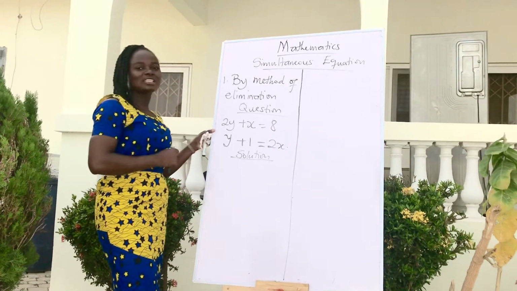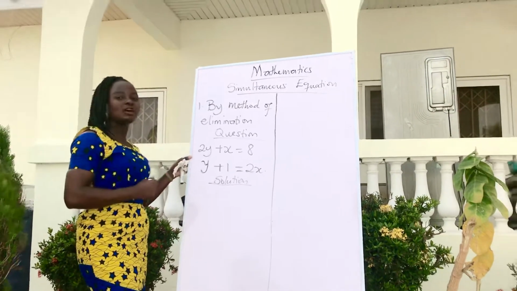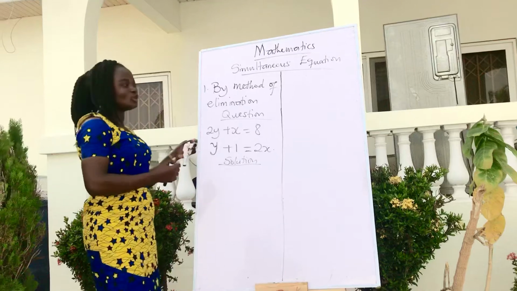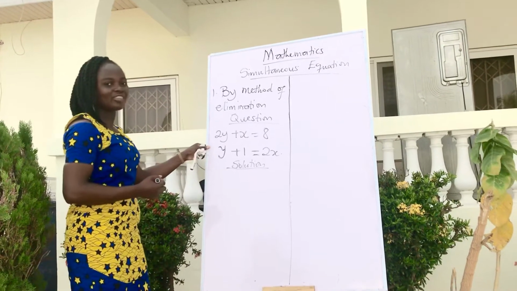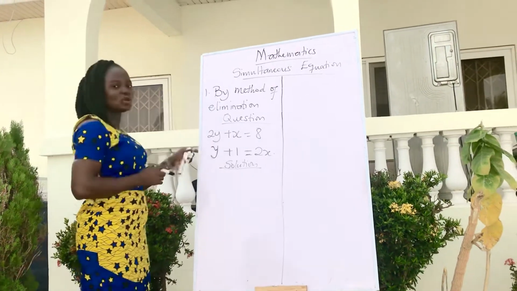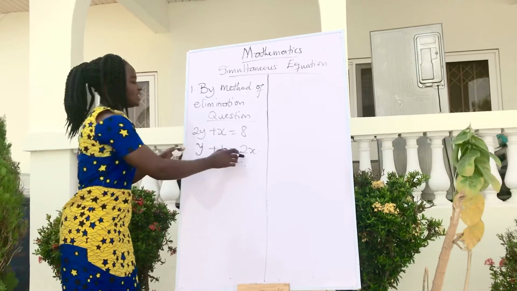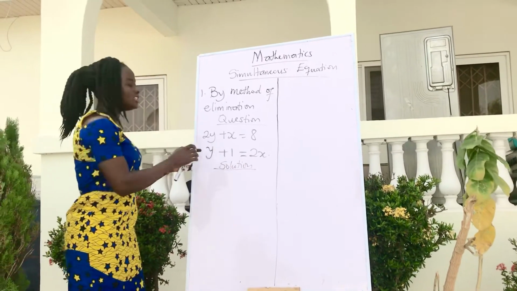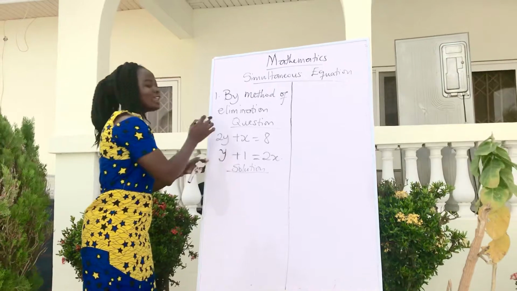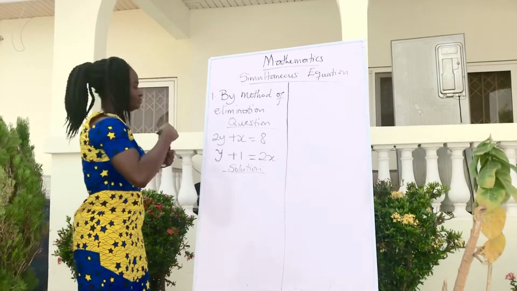In our previous class, we concentrated on the method of substitution. So let's go through the process together. Looking at our equations, they are not the same. So we have to rearrange equation 2 to look like our equation 1.